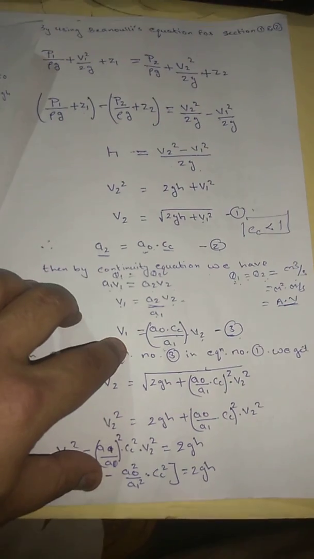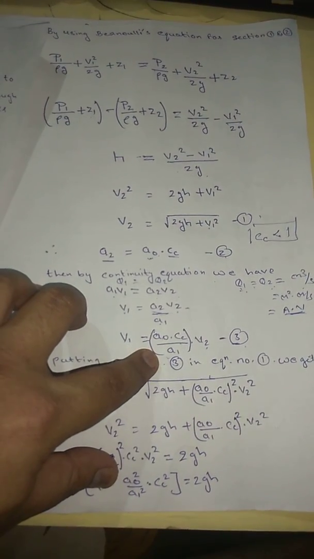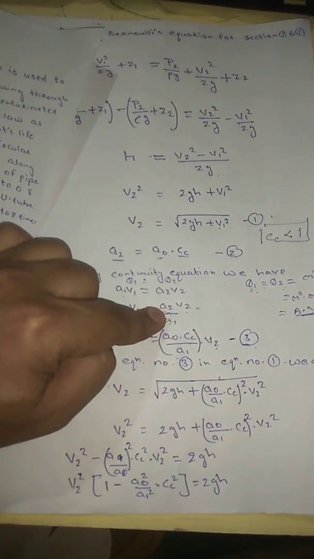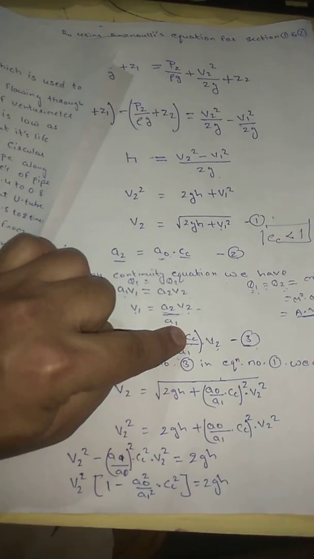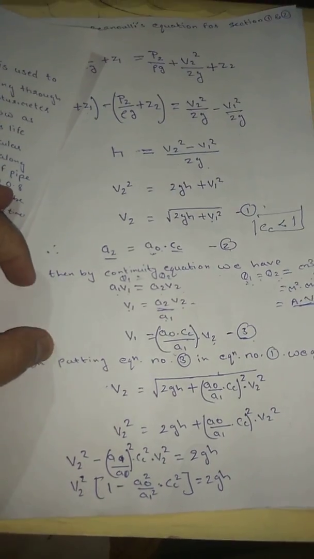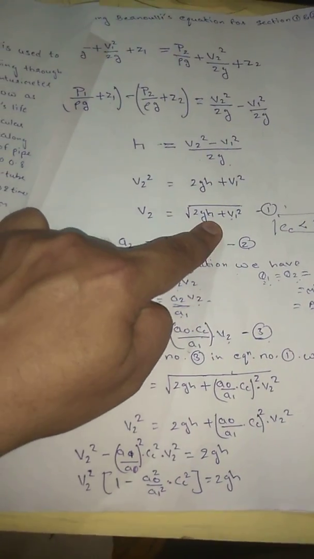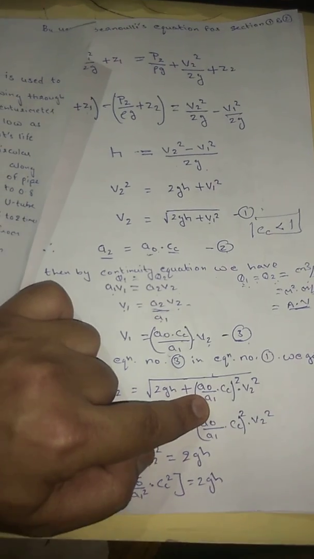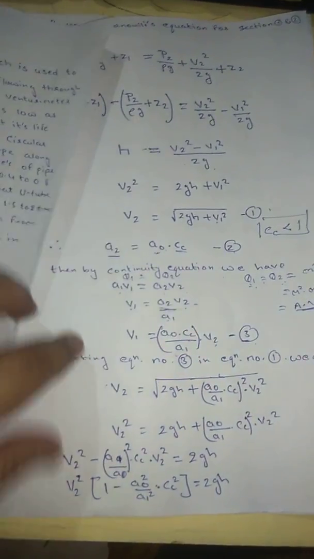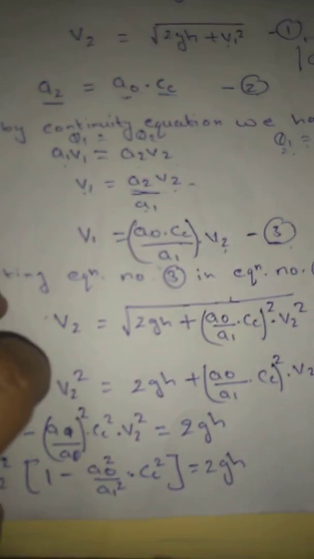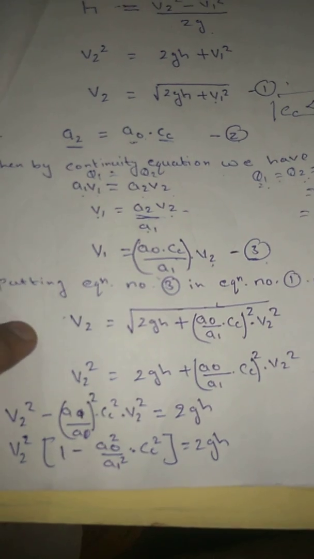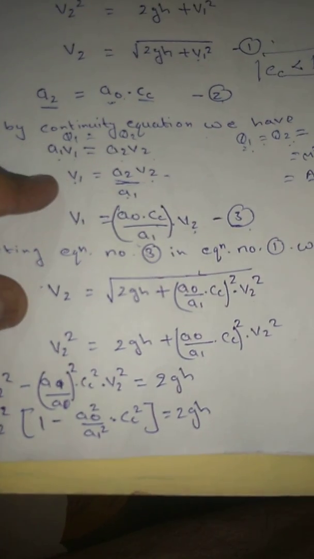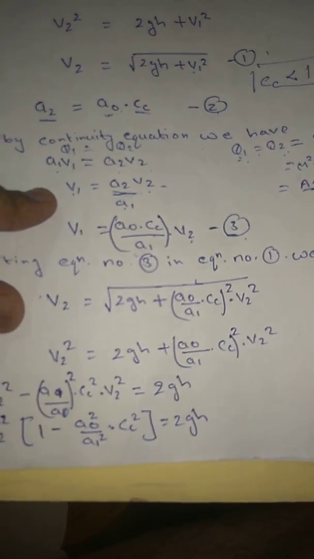When we put that V1, and put the value of A2 into that equation number 3, what do we get? AO into Cc upon A1 into V2. Then we put this in equation number 1 instead of V1 square. So what we will get? V2 equals under root of 2gh plus (AO upon A1 Cc) whole square into V2 square. Now once again, taking the square on both sides, we get V2 square equals 2gh plus (AO upon A1) into Cc whole square into V2 square.